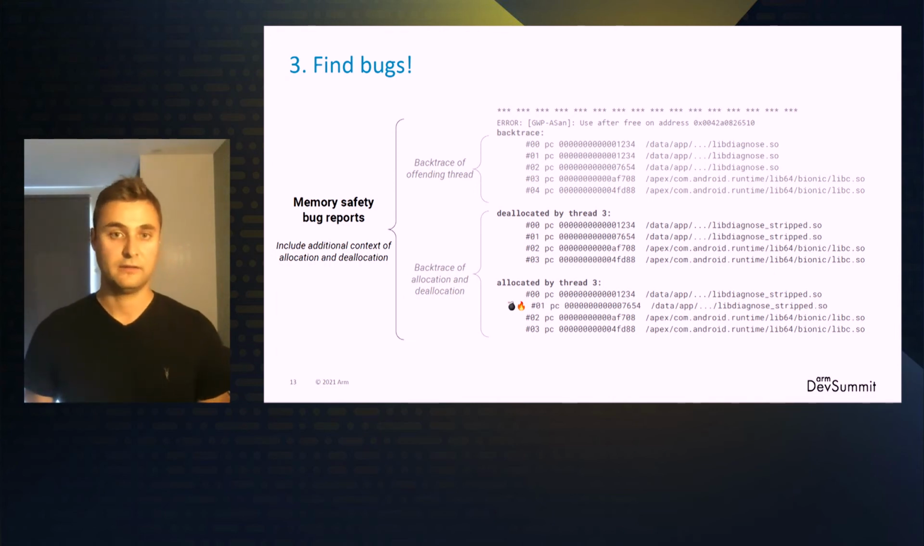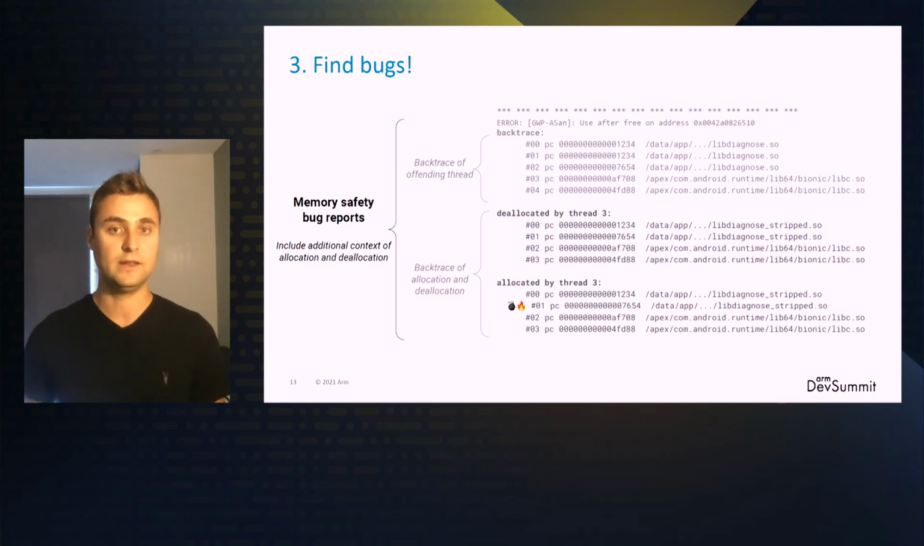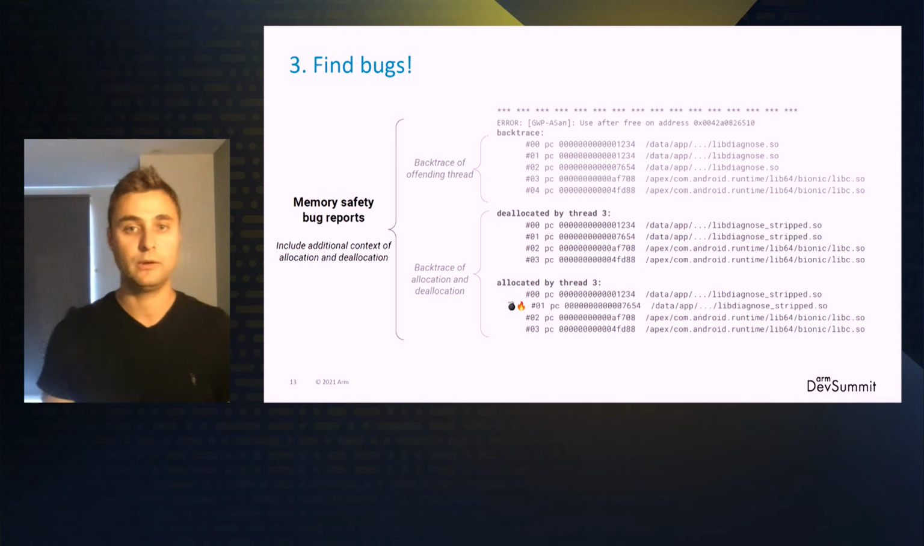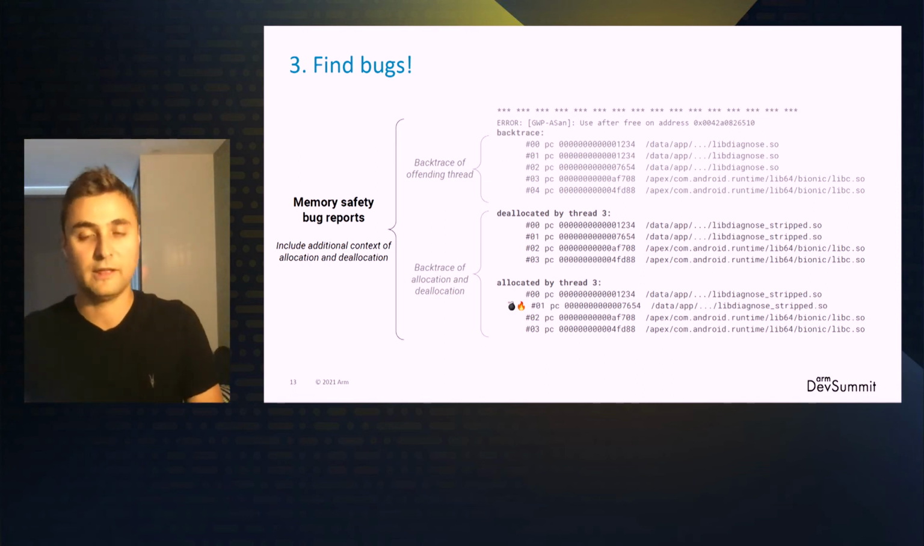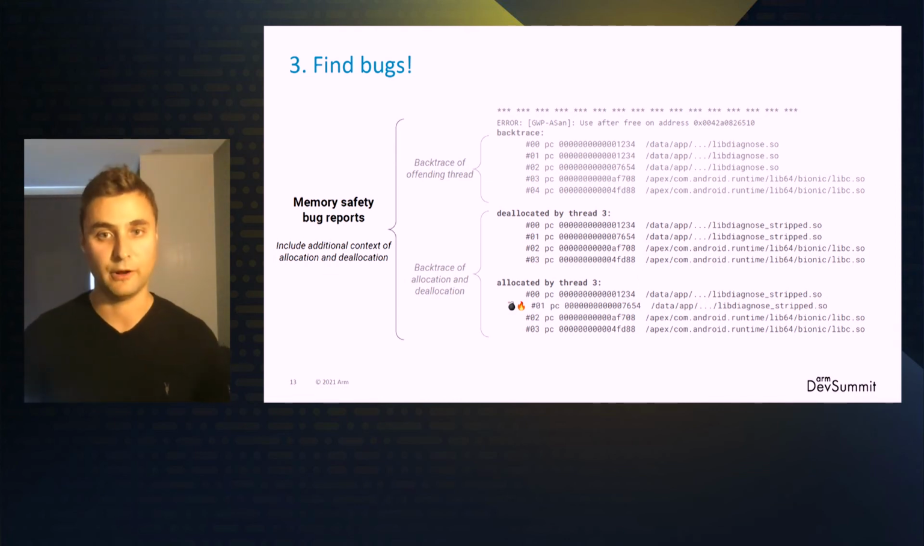Over the past year, since the introduction of GWP-ASAN and its deployment at scale, we have seen how useful these tools are. We have detected bugs which have been latent in our code base for many years, and we have previously tried to identify and narrow down the errors that cause those bugs. Getting the allocation and deallocation stack traces has been extremely helpful for that.